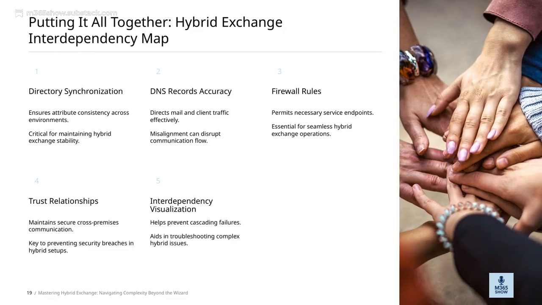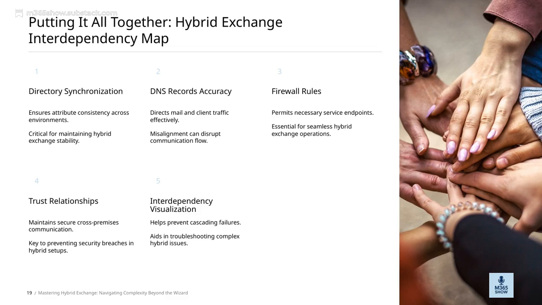Now, let's take a closer look at the hybrid exchange interdependency map and see how all these components work together. First, the visualization itself helps us understand how different parts of the hybrid environment rely on each other. This is crucial because it allows us to see potential points of failure and prevent cascading issues that could impact the entire setup.